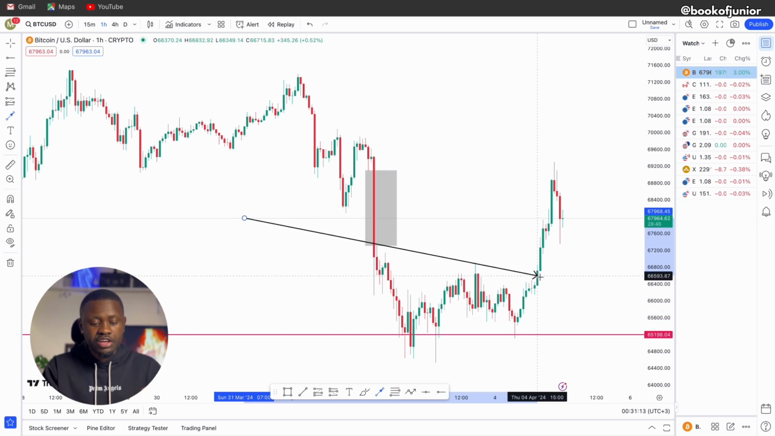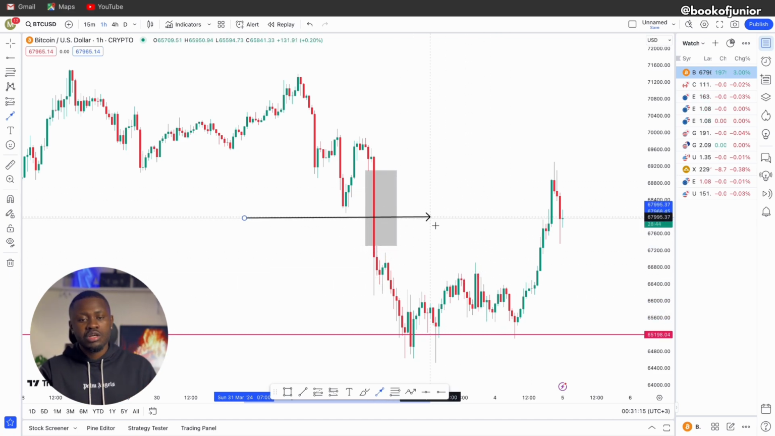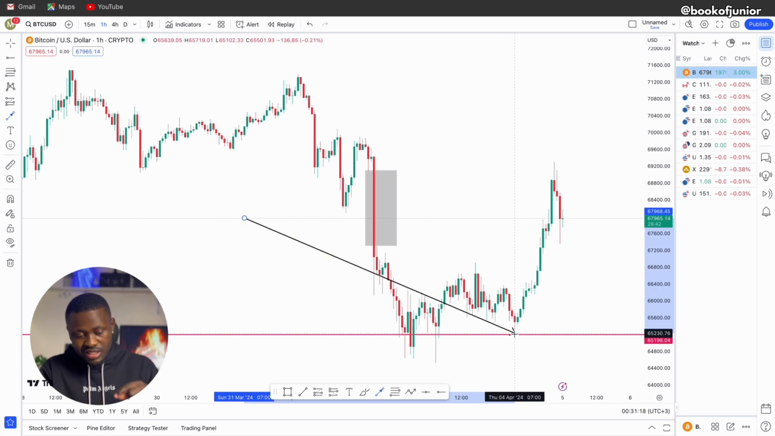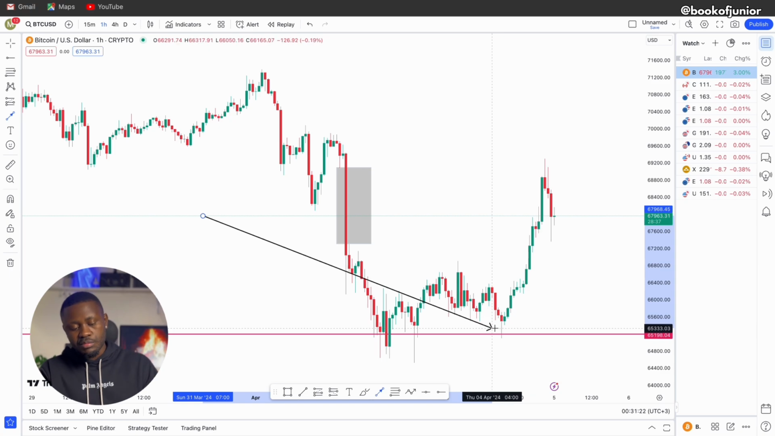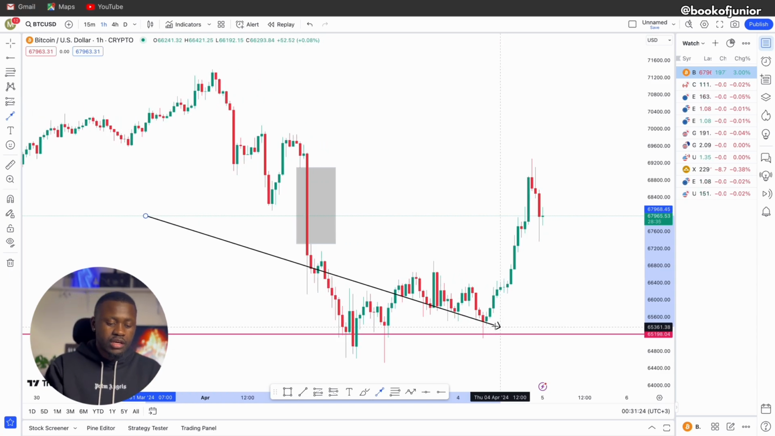I wasn't just going to take my trade here just because I've seen a fair value gap. I was looking for this. You see this tap right here, and guess what? Price tapped there, as you can see. Now price tapped there, but it didn't just tap there. It also gave me a pin bar candle.